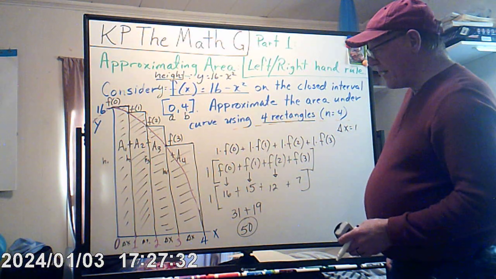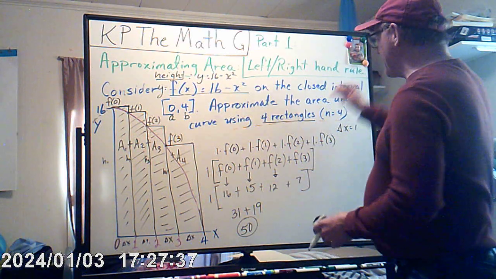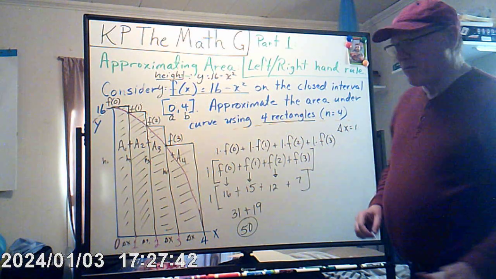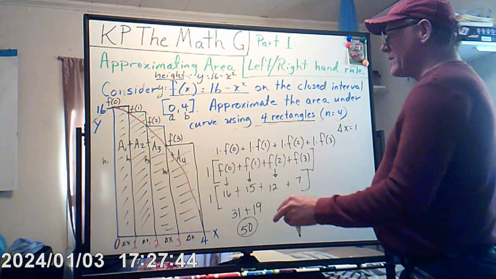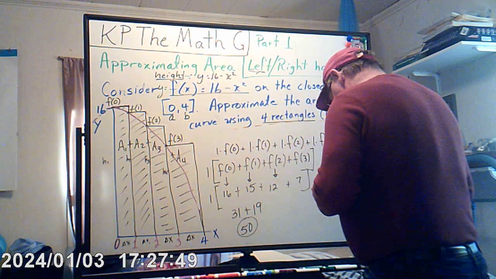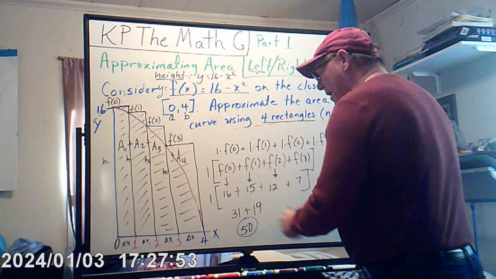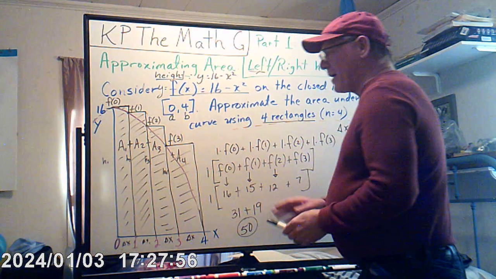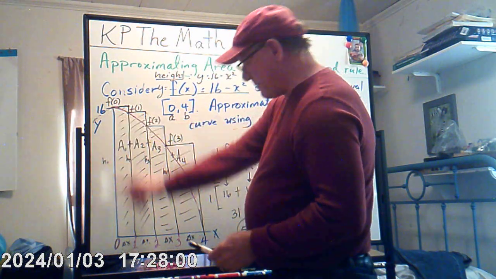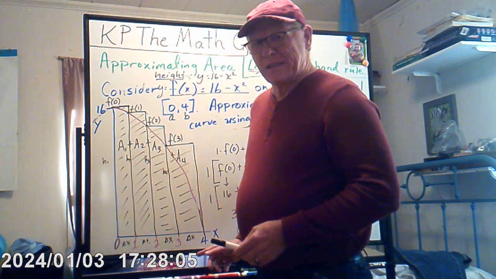Okay, let's do the exact same thing. Now remember, this is 50 here. We're going to just flip the board over and we're going to do the right hand rule now. Okay, so we got the left hand rule done. That's checked off. Now we're going to go about doing the right hand rule, which means that instead of starting from the leftmost point, 0, we're going to start at the rightmost point, 4.